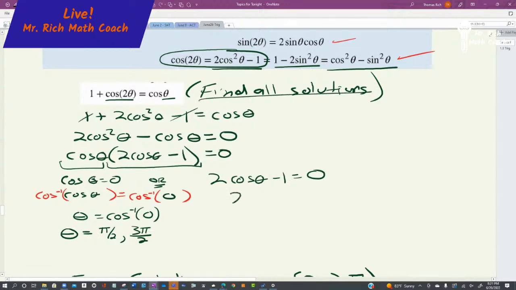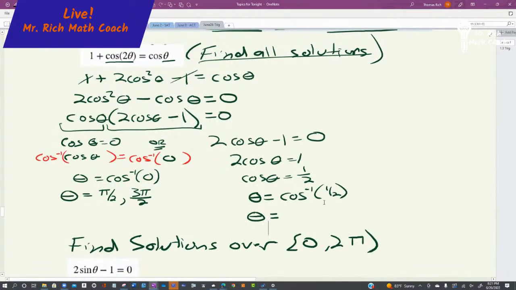So let's go over here. I'm going to solve this by adding 1 to both sides. I'm going to divide both sides by 2. And then I'm going to take the arc cosine on both sides. When I take the arc cosine on the left, that leaves me theta, and this is arc cosine of 1/2. Now, let's consider, for what angle do I have a cosine of that angle of 1/2?